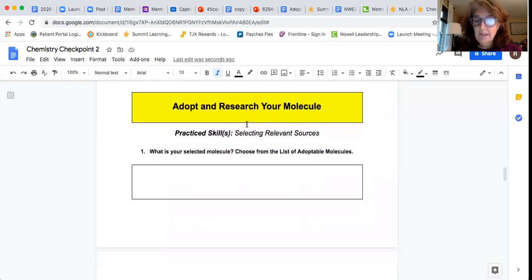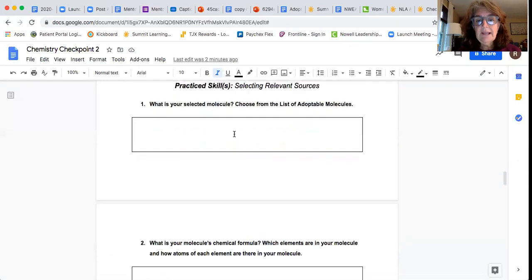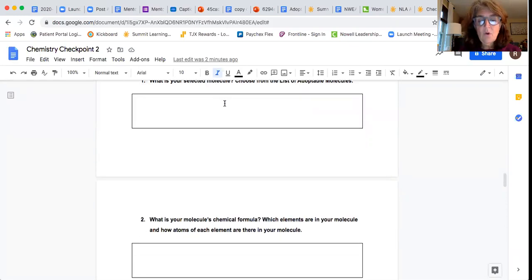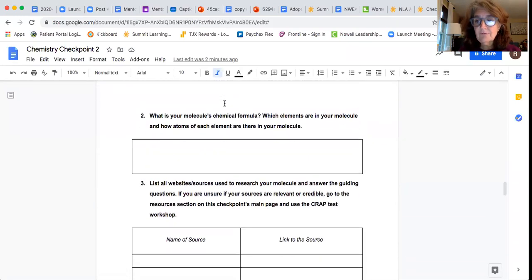And here they are. We're going to be practicing the skill entitled selecting relevant sources. What do we mean by relevant? What we mean by relevant is that they are related to your molecule, to the topic that you are researching, okay? So here we have it. What is your selected molecule? Tryptophan, okay?